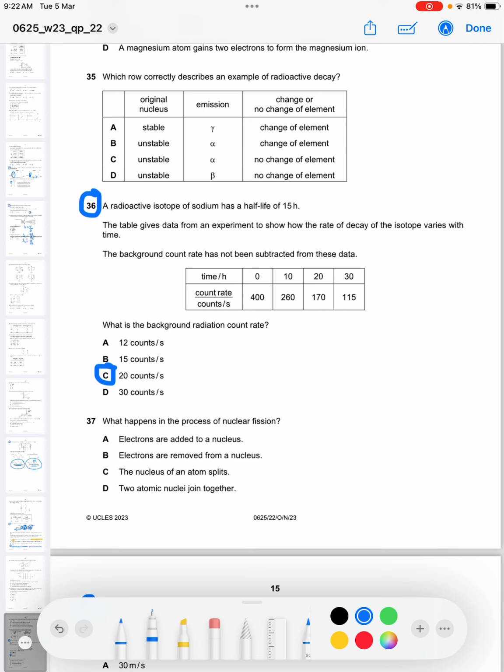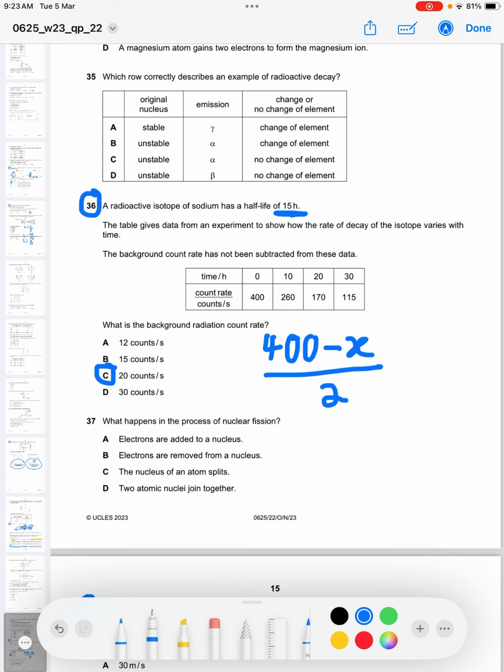Now, to know the background count rate, we must look at this data and understand that after one half-life, and we are told that the half-life is 15 hours, we should have a decrease of the count rate by half. Since the background count rate has not been subtracted, let's call it X. So it means that originally at time 0, the actual count rate from the source is 400 minus X. Now, after one half-life, if we divide this by 2, this is the new count rate after 15 hours.